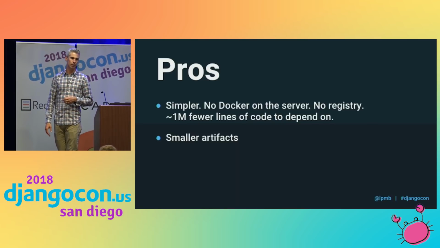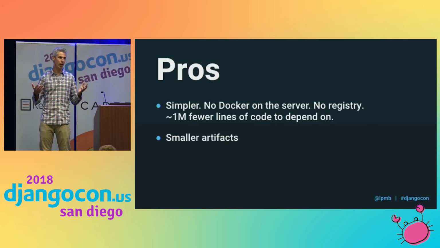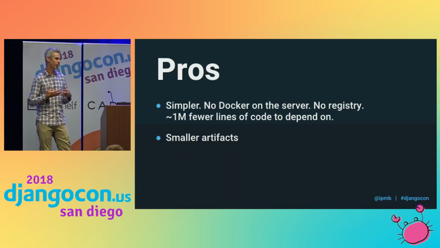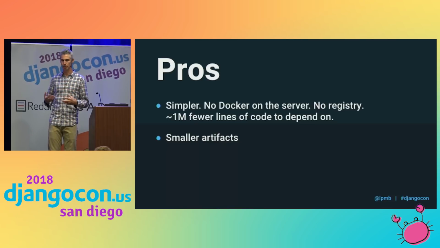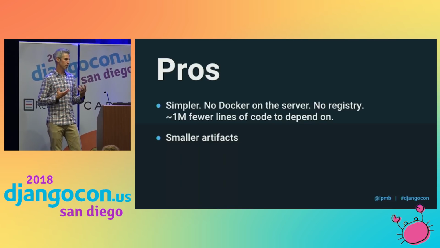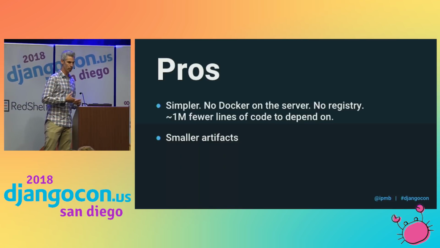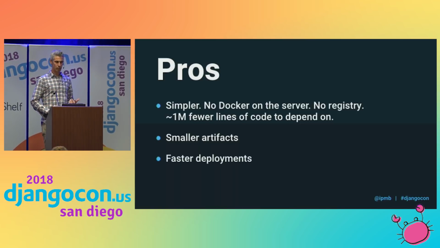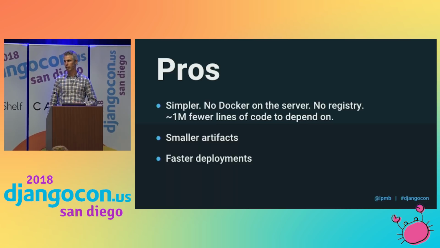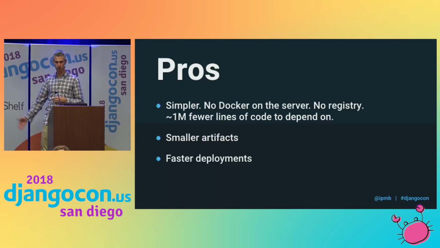If you are building Docker images kind of naively, it's not uncommon to have a gig or 2 gig Docker images. With this, you're probably looking more at like 100 megs or something like that, depending on your project. Because your artifacts are smaller, your deployments are faster. It's a big difference deploying a 100 meg artifact versus a 2 gig artifact.